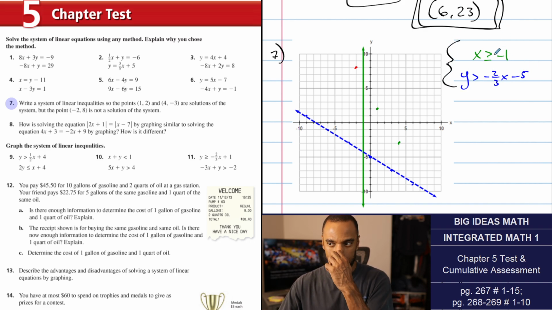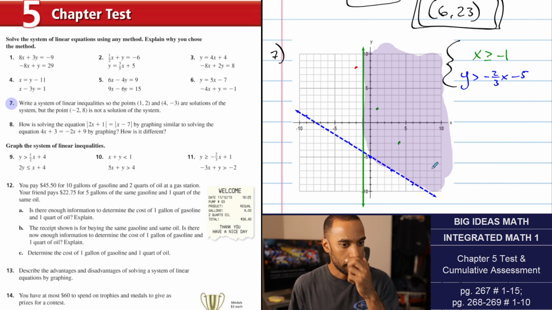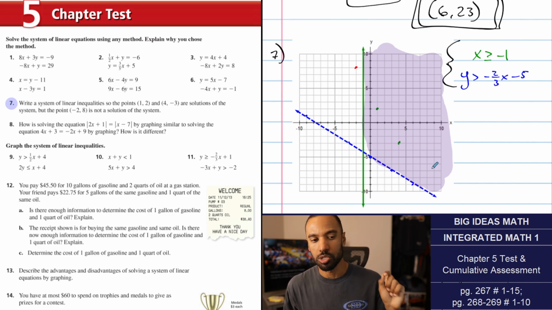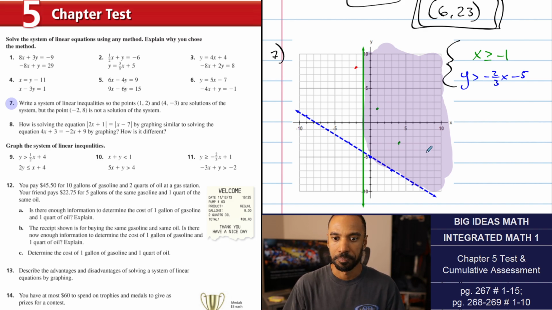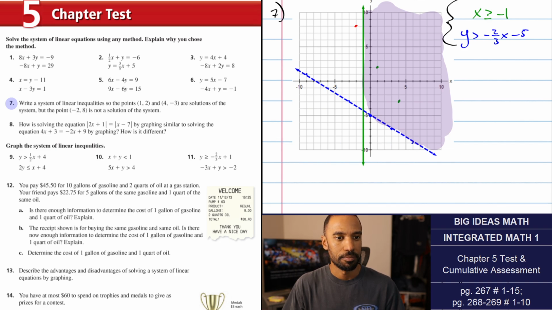To be greater than this is to the right of the green, and to be greater than this is above the blue. So my overlapping shaded region, the one that matters for me here, is going to be this guy right here, which uses these as solutions to the system, and the red is not. Despite the fact that it's above the blue, it's not to the right of the green. Now, did I do all that right? System of linear inequalities, so those points are solutions, but (-2, 8) is not. Okay, that's good. Now, I could have done a horizontal line, made it pretty easy for myself, but I left it.